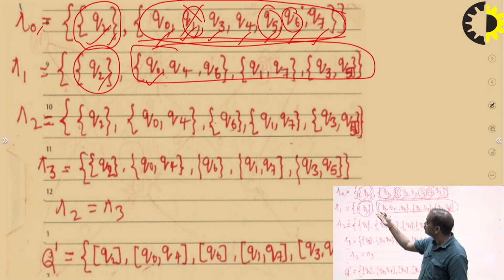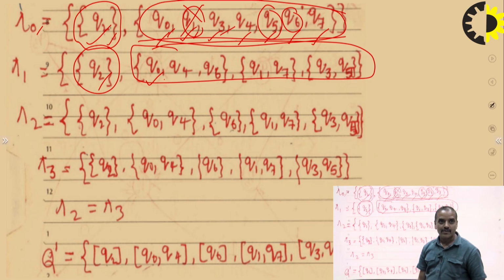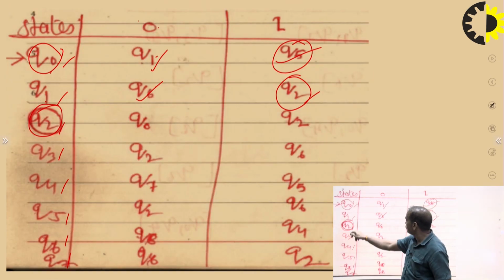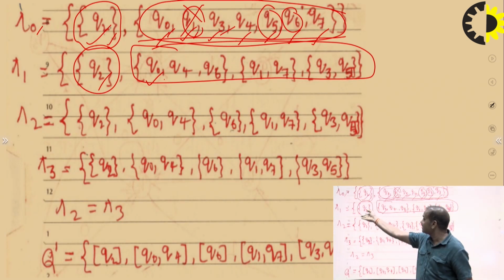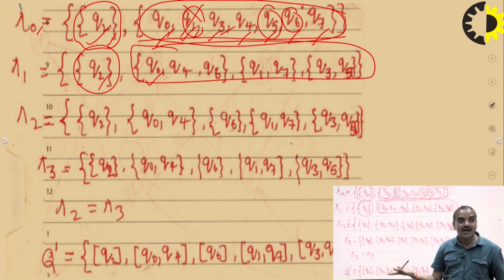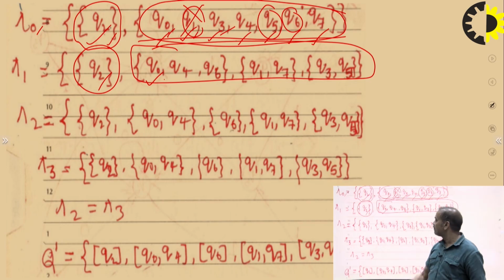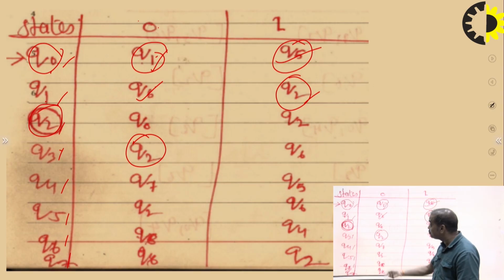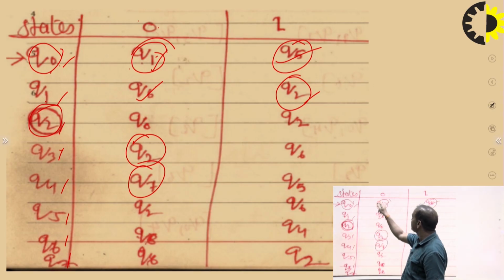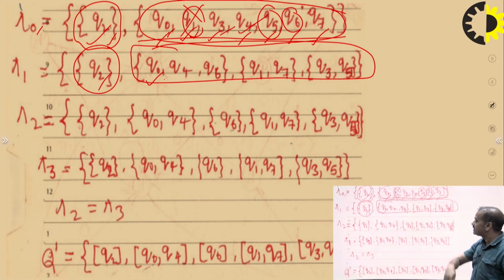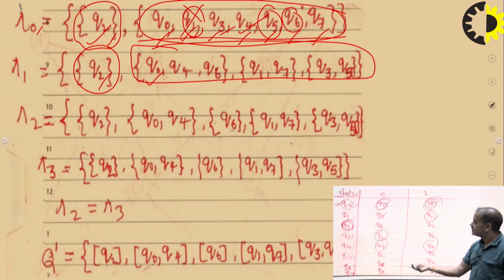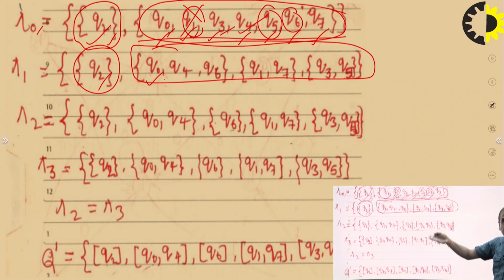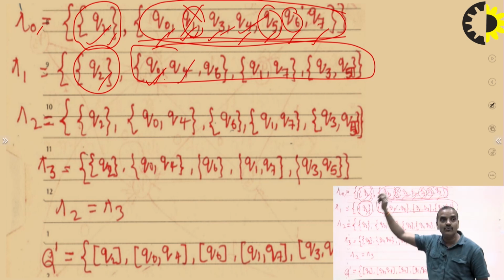Same procedure for Q0, Q3. Here one next state is Q2, which is a single brace, and the other is Q1, which is elsewhere. Both are not in a single brace, so we don't write Q3 here. Now Q0, Q4: for input 0, Q7 and Q1 are in the same brace. The next states for input 1 are Q5, Q5, which lie in the same brace. So we write Q0, Q4 together.